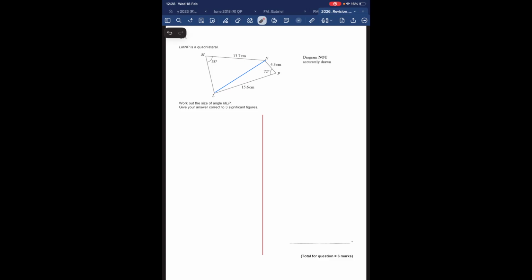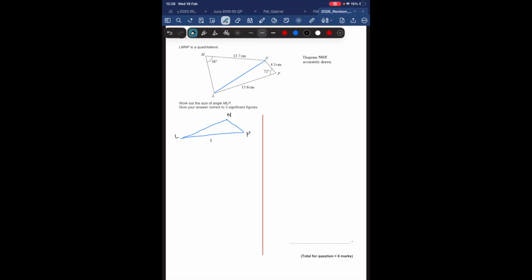Now, we don't have a lot of information on the triangle on the top. We just got an angle and a length. So we're going to start with this triangle NLP, and we're just going to redraw it on the left-hand side here. Now, one of the things that we can calculate is the length N to L.